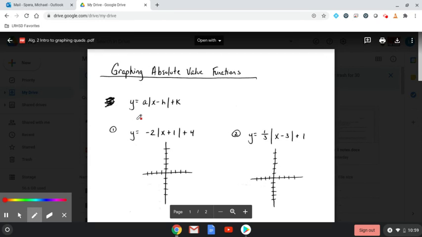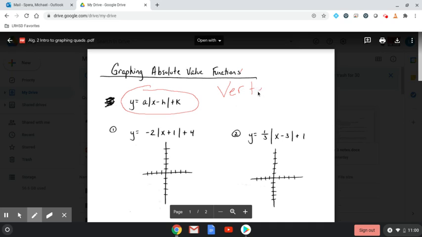So this equation that you're given right here is the entirety of vertex form. Okay, and each one of these letters, A, H, and K, are all going to cause some sort of behavior in our graph. All right. So again, this is what we call vertex form.